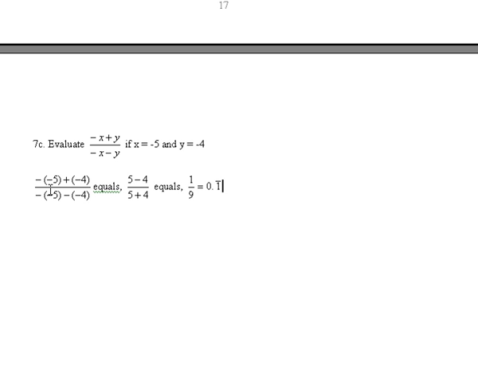Okay, the minus of a -5 is +5. Adding a -4 is the same as subtracting 4. The minus of a -5 is 5, and subtracting off a -4 is the same as adding 4. On the top, 5 minus 4 is 1. On the denominator, 5 plus 4 is 9, so we end up with 1/9, or as a decimal, 0.1 bar, meaning that the 1 goes on forever. And that's evaluating expressions.